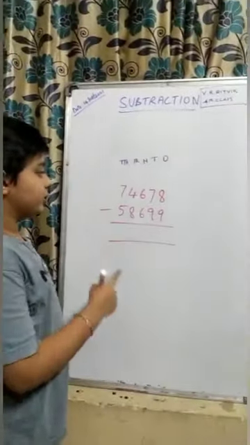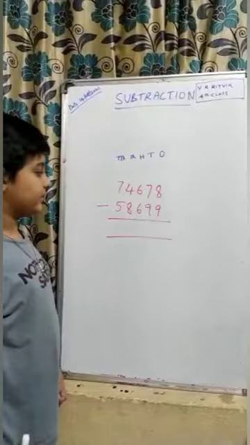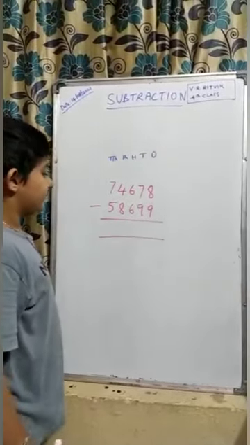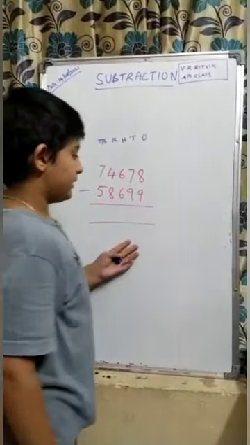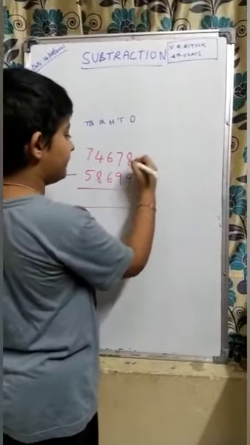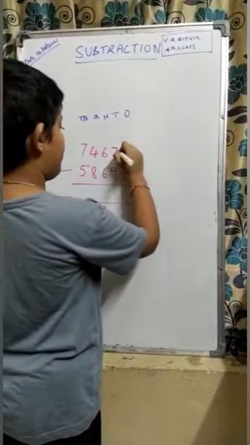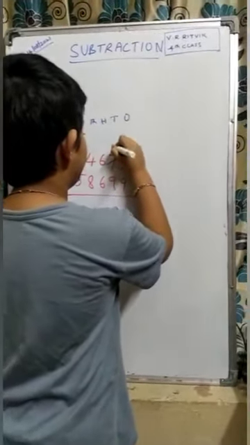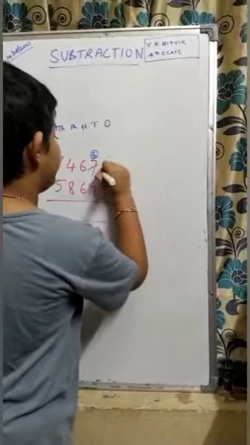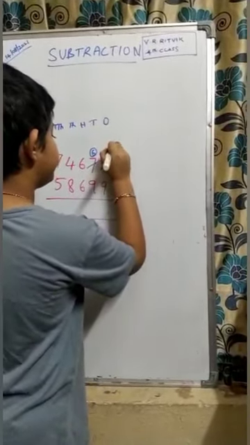Here we have 74,678 minus 58,699. Here we can't subtract 9 from 8. So we have to take borrow from the next place. Here 7 will become 6 and 8 will become 18.